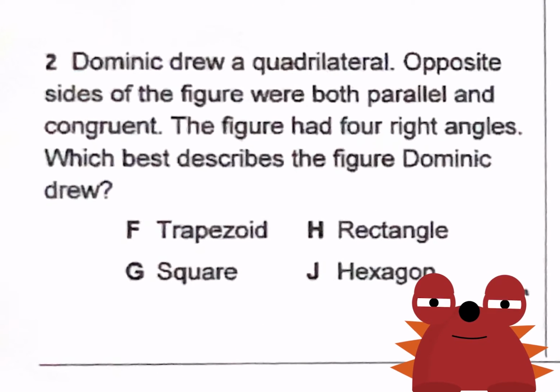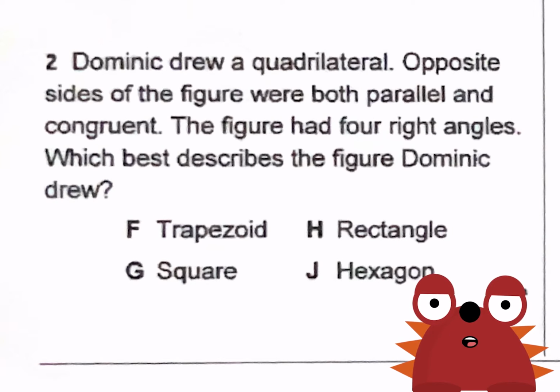The first question says, Dominic drew a quadrilateral. Opposite sides of the figure were both parallel and congruent. The figure had 4 right angles. Which best describes the figure Dominic drew?